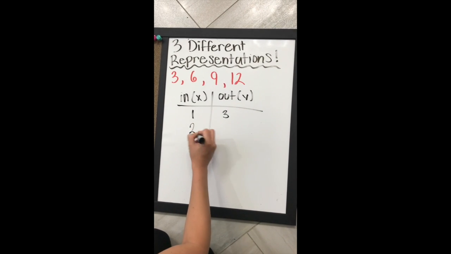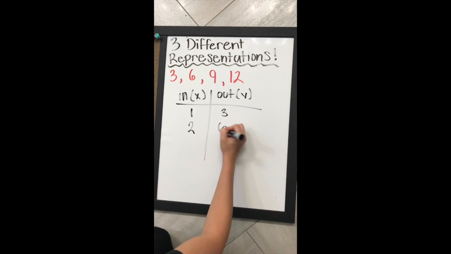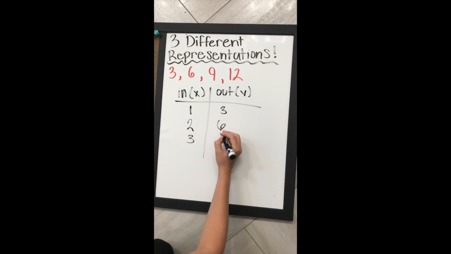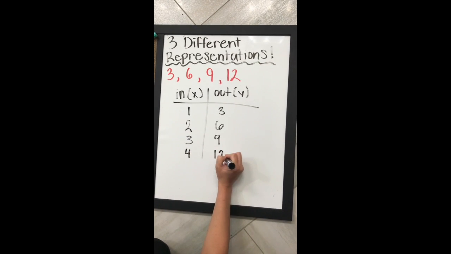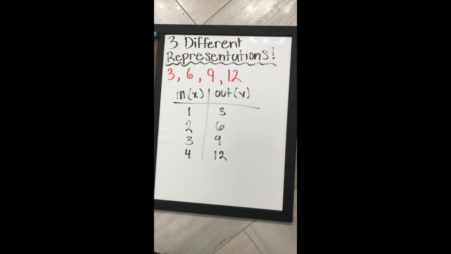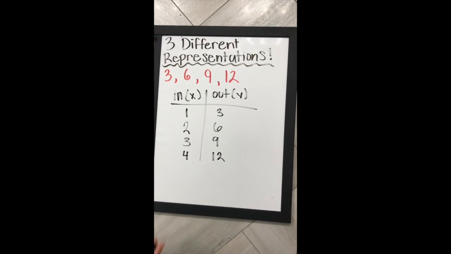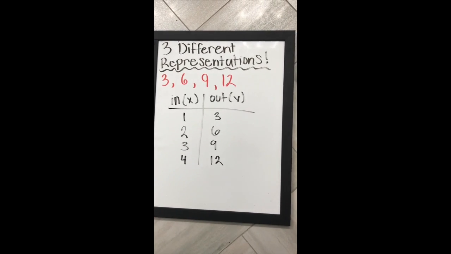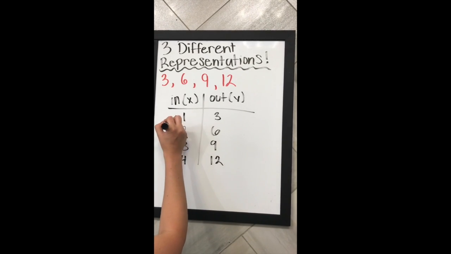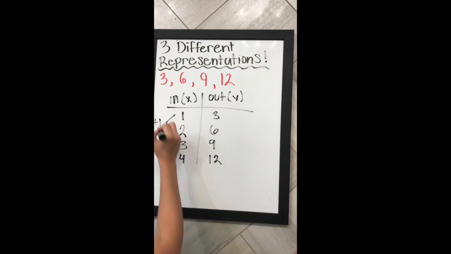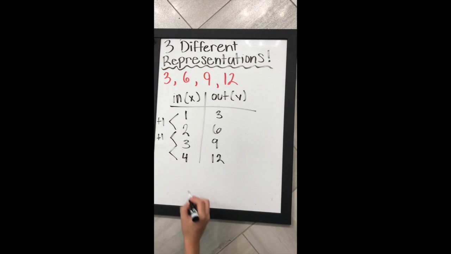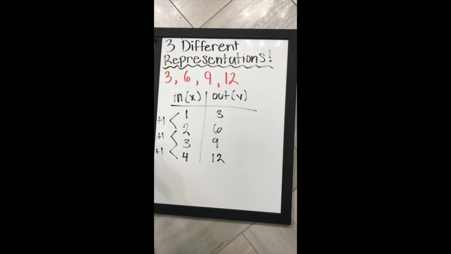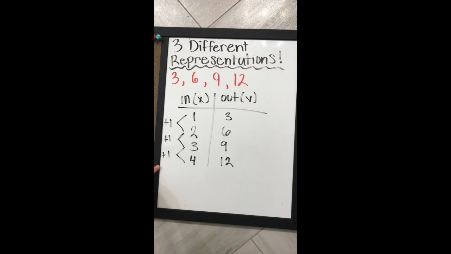And then the second term is 6. Third term is 9. And then our fourth term is 12. And so when we're looking at this, you can see that on both sides, it's increasing consistently. So to go from 1 to 2, we just add 1. From 2 to 3, we add 1. 3 to 4, we add 1. So that's consistent. We keep adding 1.